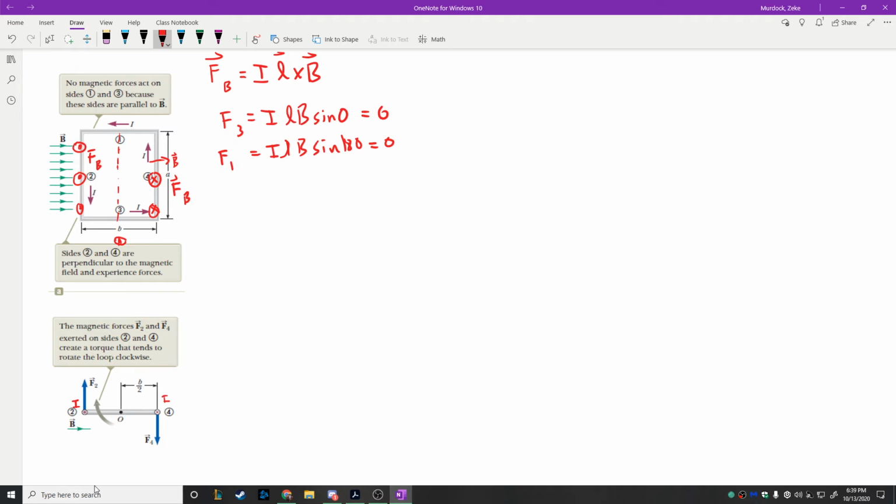I'll give you a moment to kind of look at it and make sure. Okay, make sure you can kind of visualize what's going on there. So does it make sense then that you've got one force goes this way, one force goes this way, right?